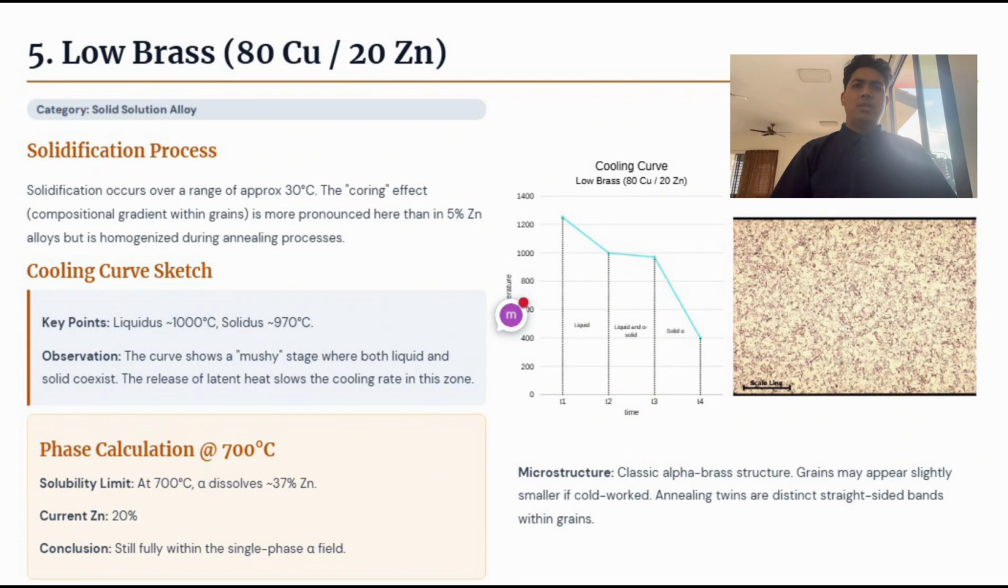The microstructure shows equiaxed alpha grains, and annealing twins may be observed, especially after heat treatment. This stable alpha structure gives low brass good ductility and corrosion resistance.